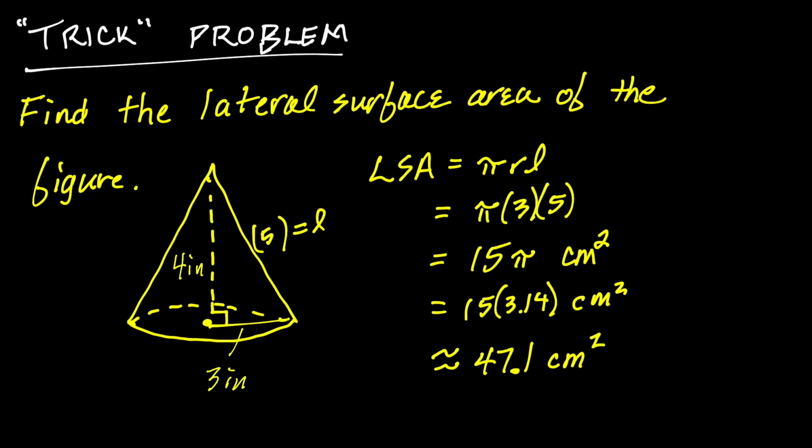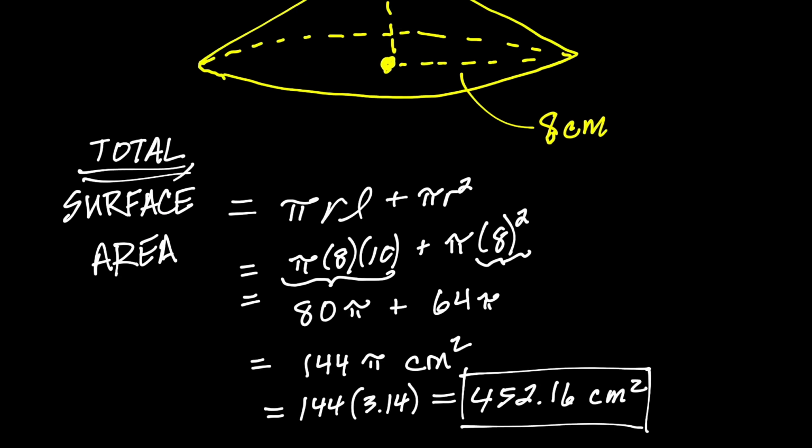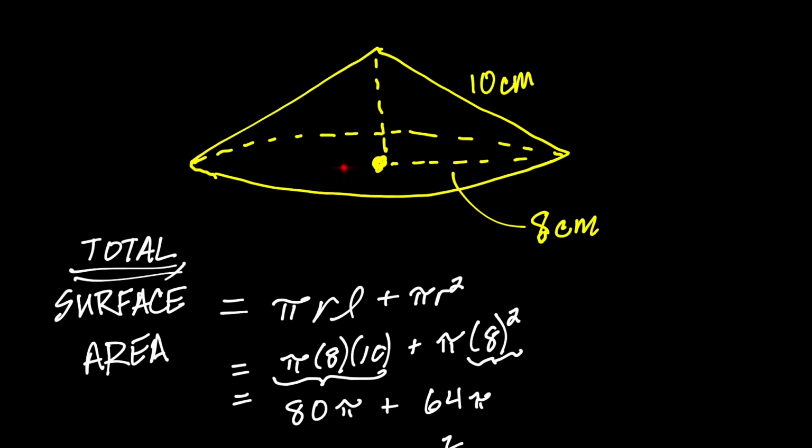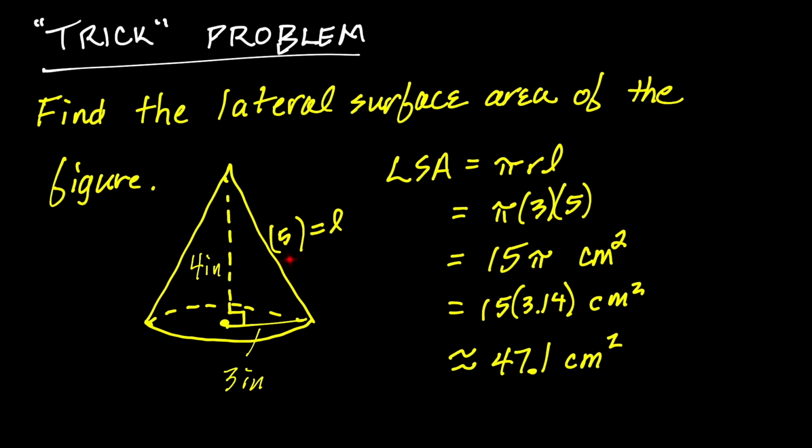So there you have it. Really quickly, we talked about lateral surface area. Then we added the area of the base on to get the total surface area. And then we did a quote-unquote trick problem where we were not given the slant height. So we couldn't figure out lateral surface area until we figured out that L was 5. So there you go. Short examples there.